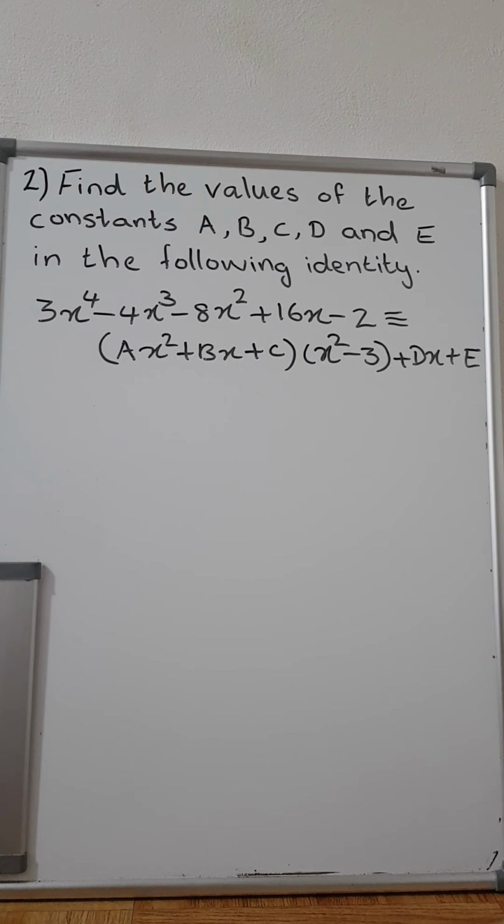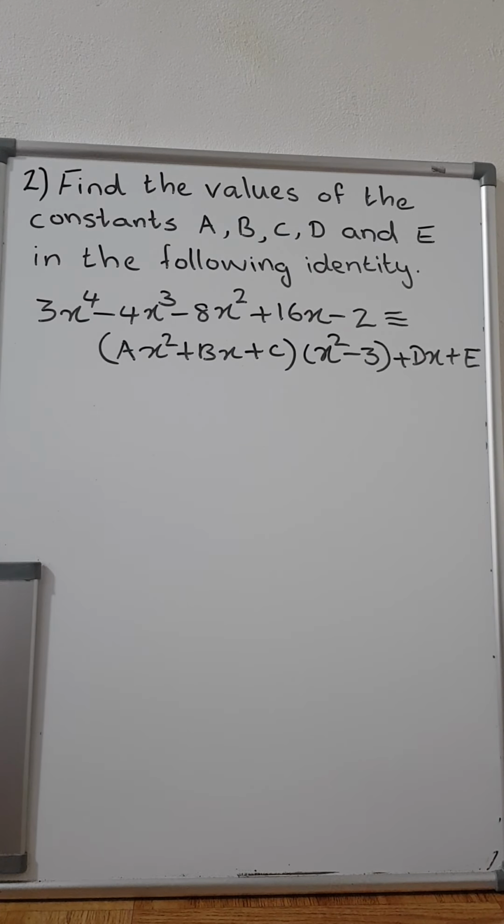Let's see another example. Find the values of the constants a, b, c, d and e in the following identity. 3x to the power 4 minus 4x cubed minus 8x squared plus 16x minus 2 is equivalent to (ax squared plus bx plus c) times (x squared minus 3) plus dx plus e.